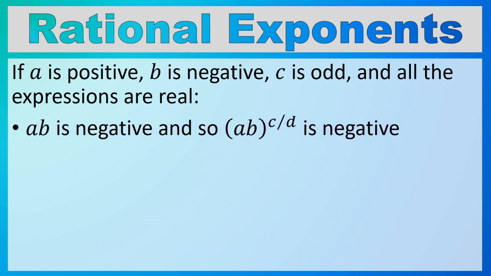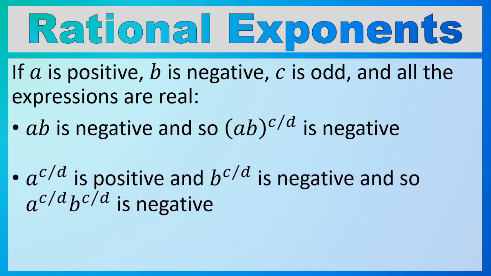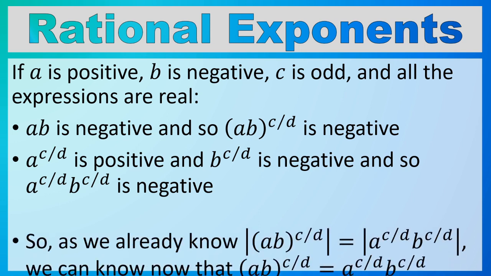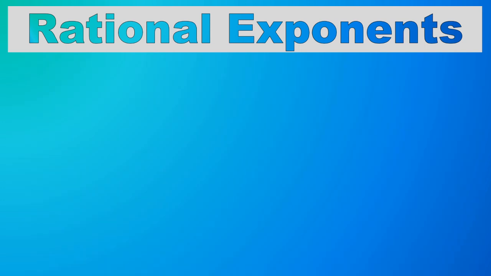If A is positive, B is negative, C is odd, and all expressions are real, then AB is negative, because positive times negative is negative, and so that expression is negative. That expression is positive, and that expression is negative, and so that expression is negative. Positive times negative is negative, and so the property holds true.